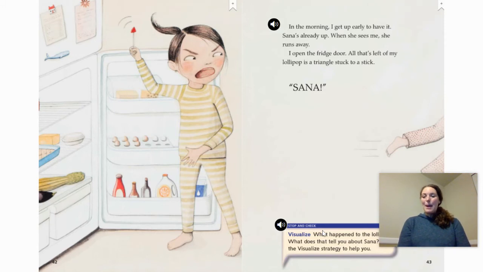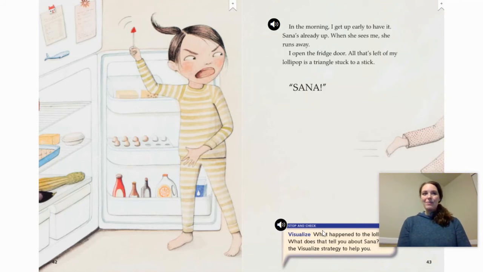So, since this is the middle of the story, it's time for us to fill out our characters, our setting, and our events for the actions that are happening right now. As you look at this page, what do you see? I see Rubina really angry, and I see Sana's feet coming out of the edge of the book. She is kind of running away from her sister. And so I'm thinking that the characters are Rubina and Sana.